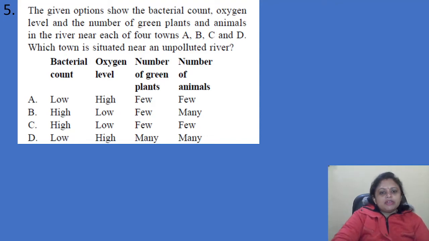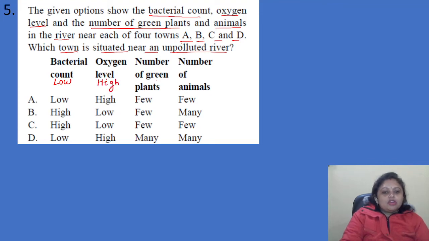So what is the data given? Bacterial count, oxygen level and the number of green plants and animals in the river near the towns A, B, C and D. So we have to find which town is situated near an unpolluted river. Okay. So in an unpolluted river, the bacterial count is low. Oxygen level is high. Many green plants are present. Many animals are present.